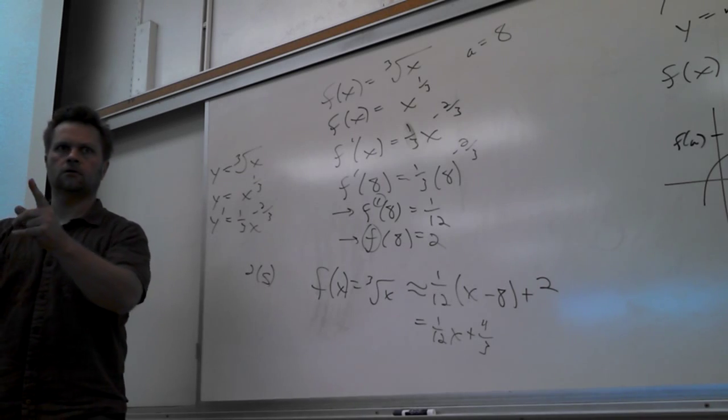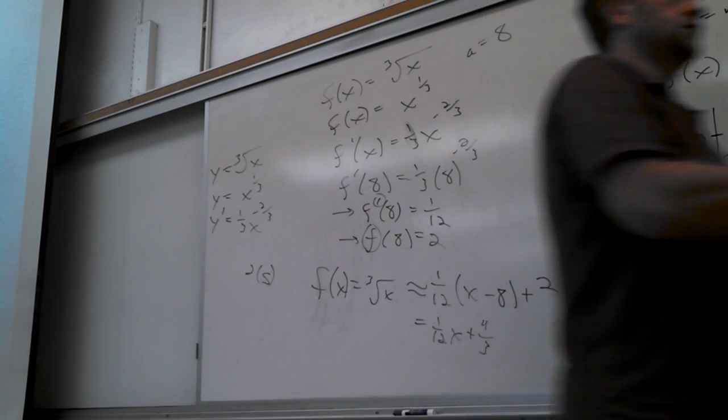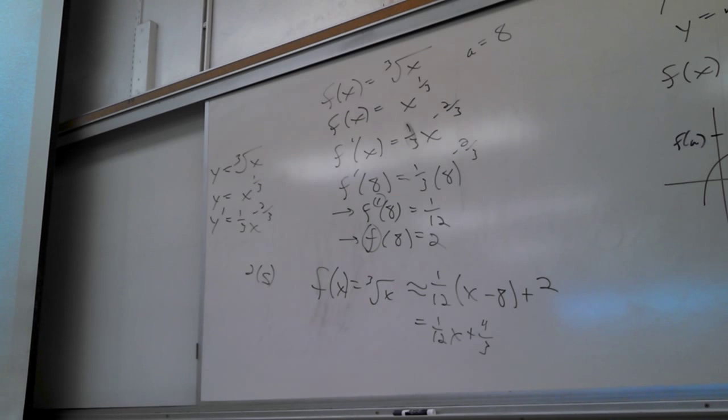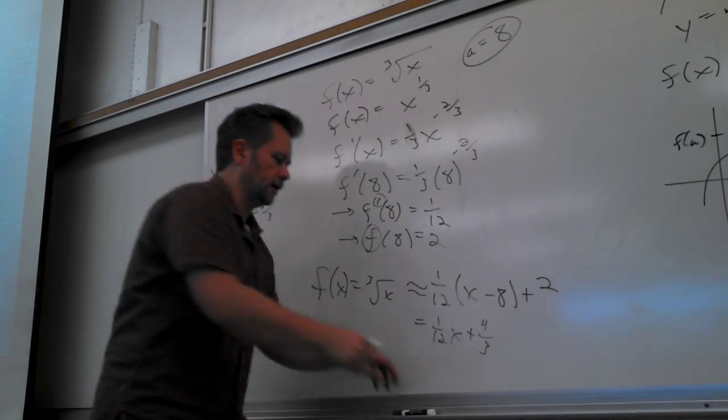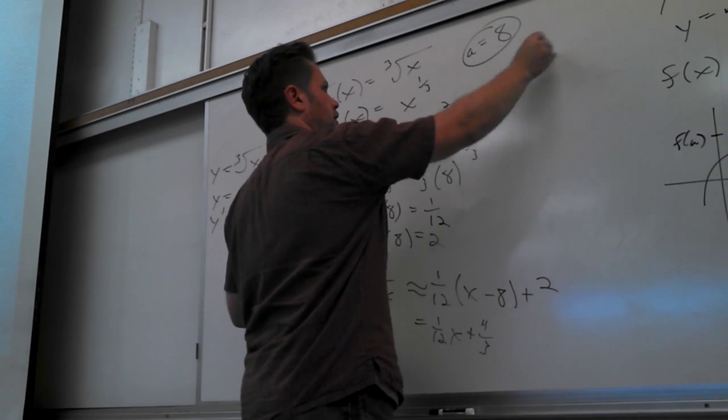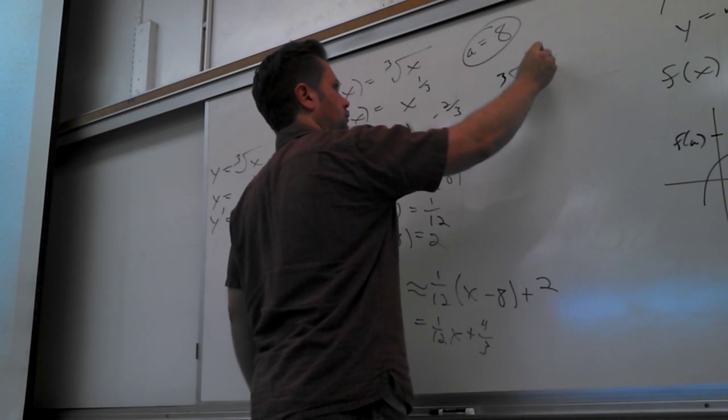How are we doing? Alright, now watch this. This is obviously going to be it for us. So real quick, use what we just did. One thing you can do directly is, since a equals 8, I can approximate the cube root of, for example, 8.03.